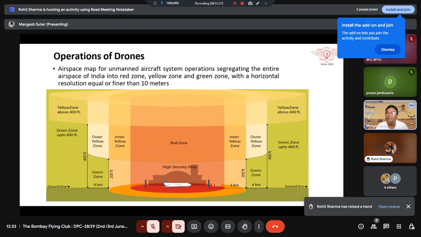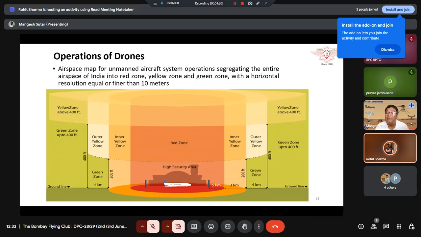Parliament, government buildings, Vidhan Sabha, Mantralaya, government temples, national parks, national heritage locations, then your refineries and nuclear facilities. All these are high security areas. Even your rigs in the Arabian Sea or Indian Ocean are high security areas. These are under the red zone, called high security or restricted areas, and these will always be a red zone.